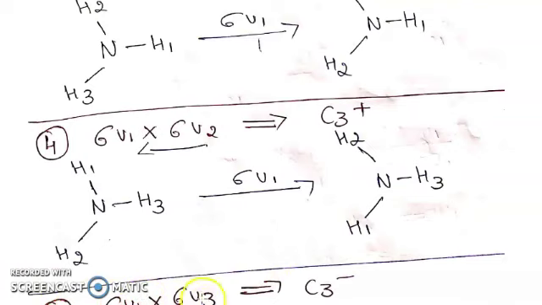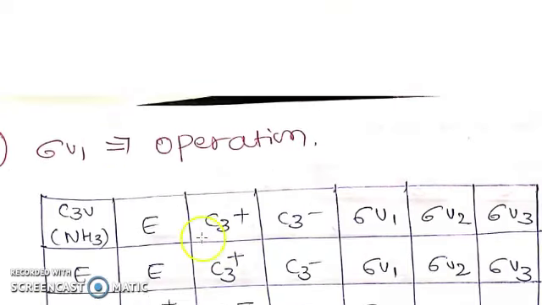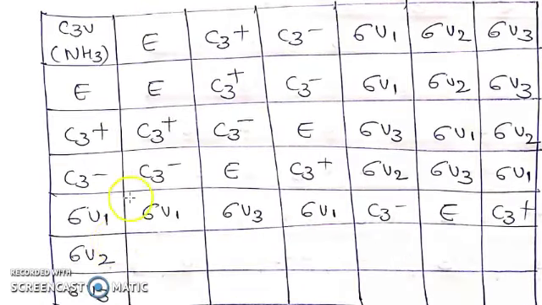Sigma v1 into sigma v3 will give C3 minus. So from sigma v1: sigma v1 into E is sigma v1, sigma v1 into C3 plus is sigma v2, sigma v1 into C3 minus is sigma v3, sigma v1 into sigma v1 is E, sigma v1 into sigma v2 is C3 plus, and sigma v1 into sigma v3 is C3 minus.